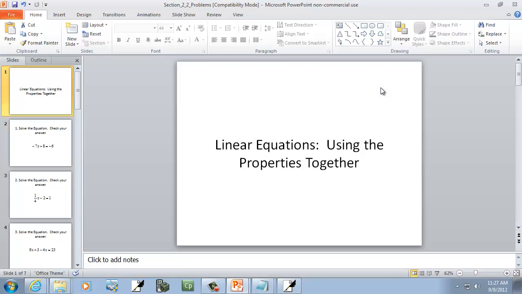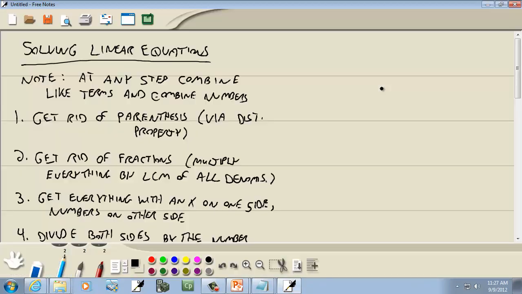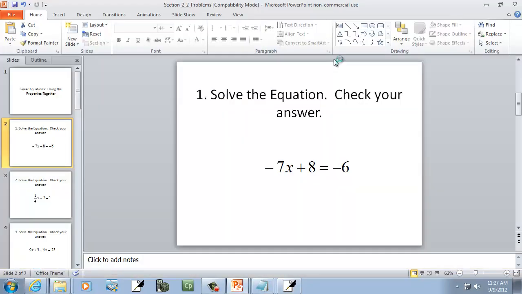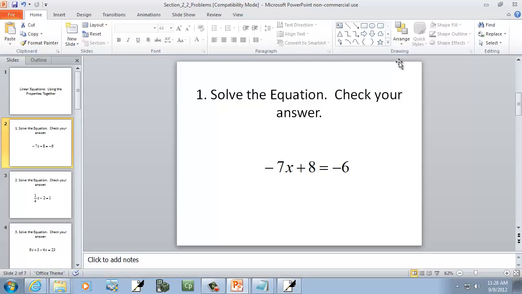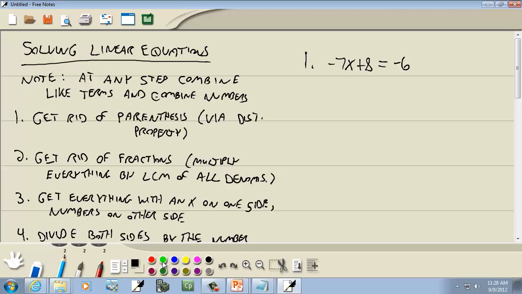Let's look at our first problem. We've got negative 7x plus 8 is equal to negative 6. First step, get rid of parentheses. Don't have any. Second step, get rid of fractions. Don't have any. Third step, get everything with an x on one side, numbers on the other side. So I'm going to take this 8 over to the right side. Now when you take anything across your equals, the sign changes. So the positive 8 becomes a negative 8.